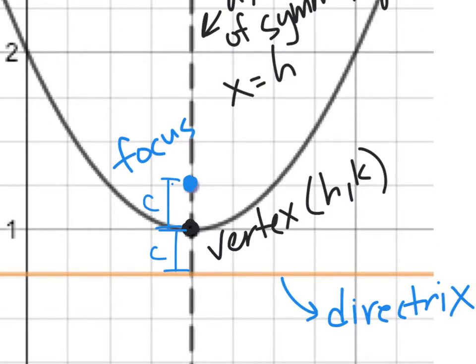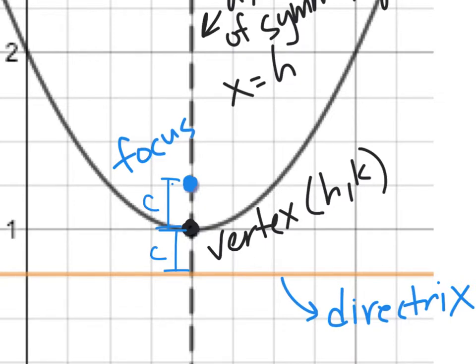Okay, so vertex, HK. Vertex is HK. Now, what does H represent? X or Y? X, and then K represents Y. So that means from the origin, I'm going to go towards the right, H, go up K to get to the vertex, right? Yeah, that's how coordinates work, right? X first and then Y.